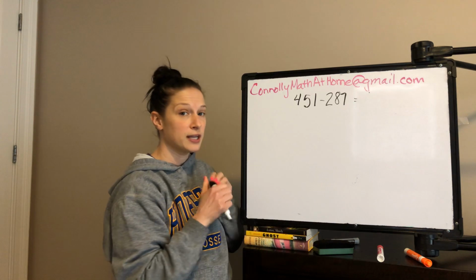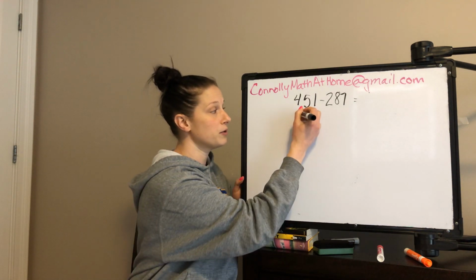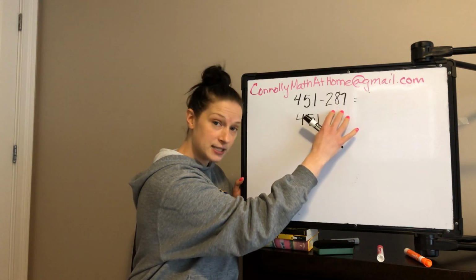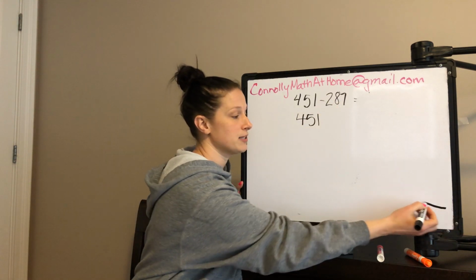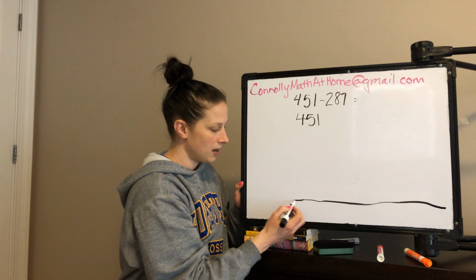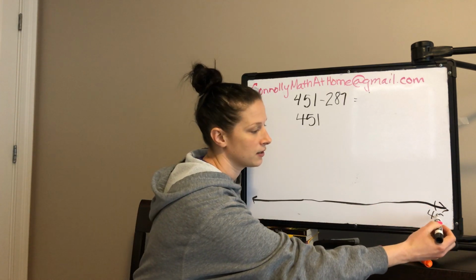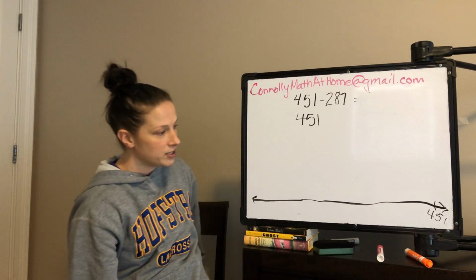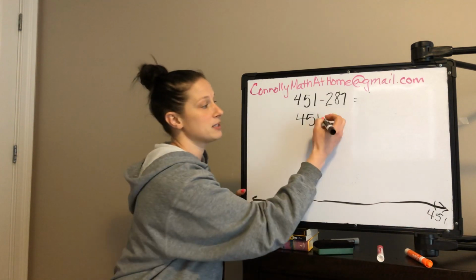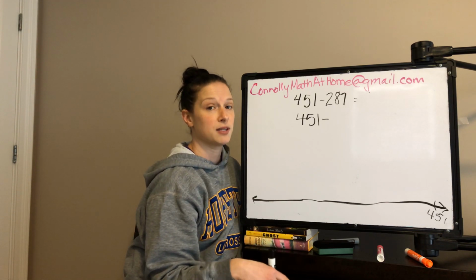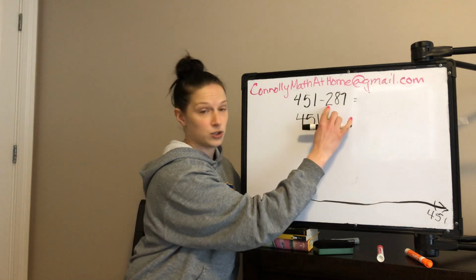What we should be doing is keeping 451 whole and subtracting this number in parts. So when we subtract in parts, a really good way to think about subtracting in parts is by place value. So if we start with 451 and we subtract 287 in parts by place value, we're going to be thinking about subtracting the hundreds first.